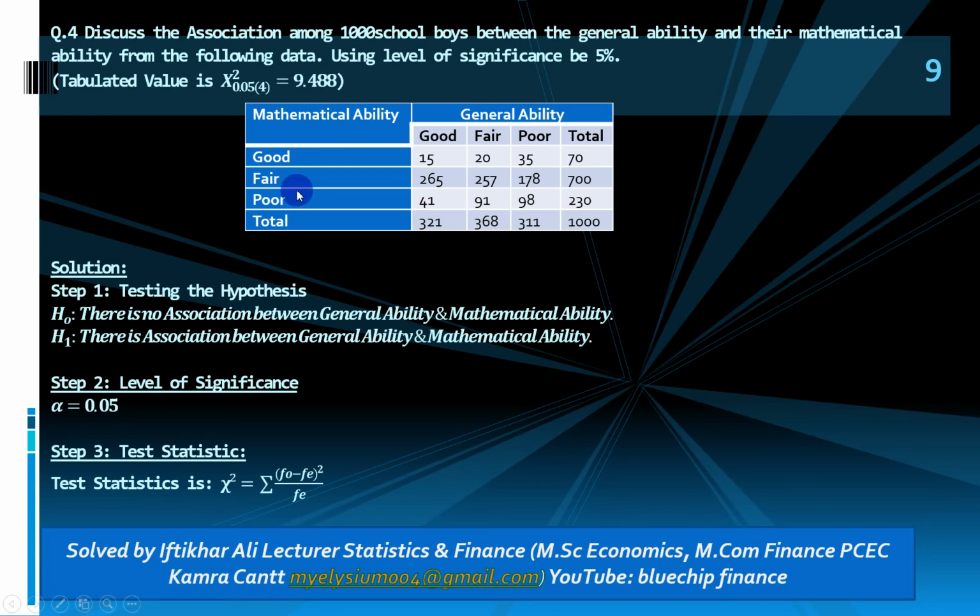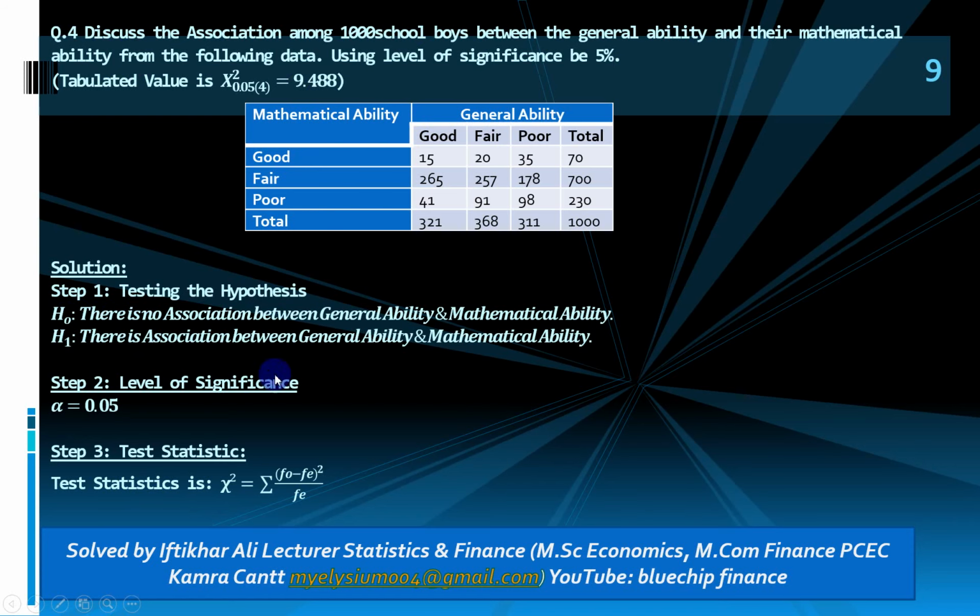So first step is testing the hypothesis, or first hypothesis is null hypothesis H0, in which we assume that these two variables have no relation with each other, and alternative hypothesis in which we assume that these two variables have a relationship or association with each other.